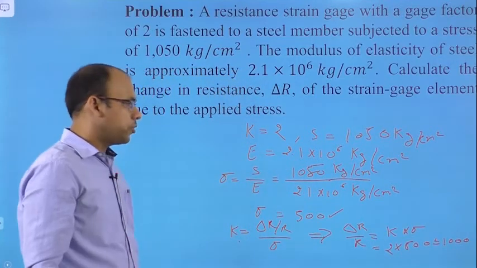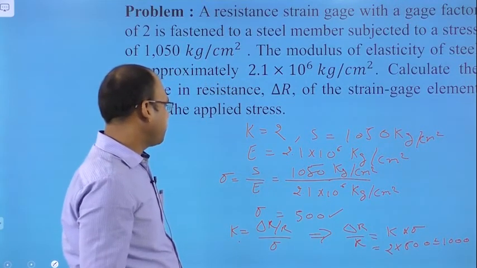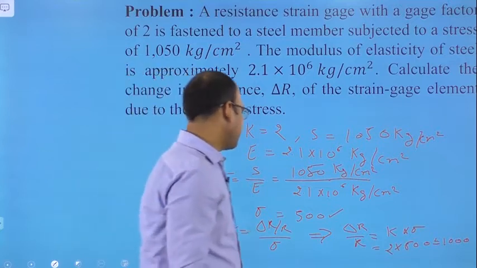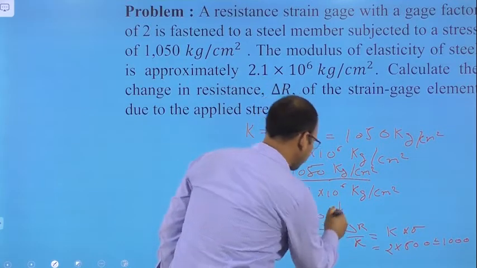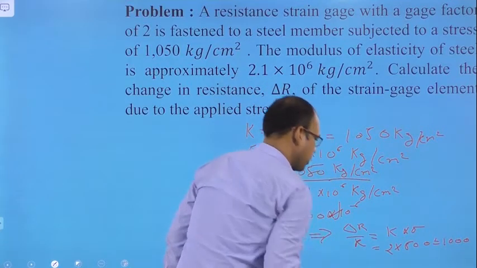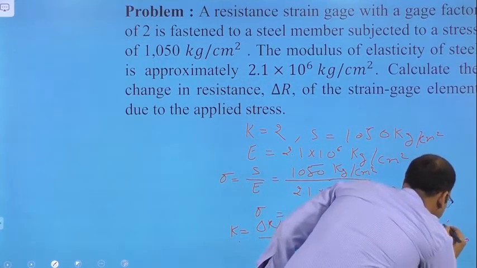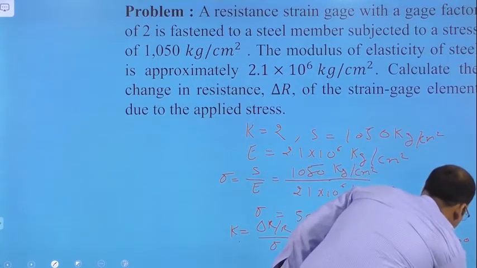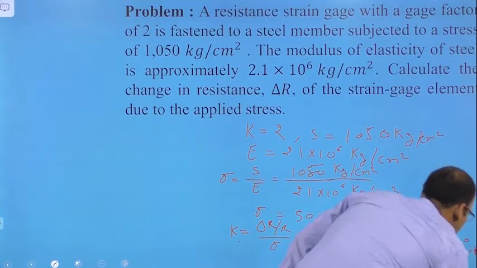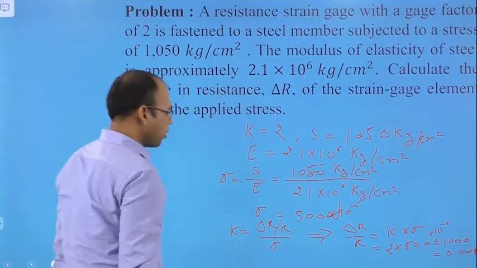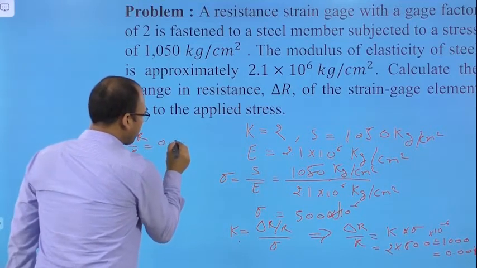So here you can see that it becomes a 2000. There is a mistake, I made it into this one. Here you can get this, this is 500 into 10 to the power minus 6. So we can also compute this one, 2 into 5 into 10 to the power minus 6, that is equal to 0.00000001. So here we can observe that the change in resistance, delta R by R, is equal to 0.001.